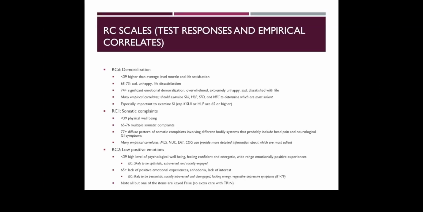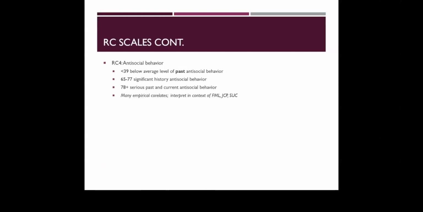What's interesting about the RC2 scale, and is worth noting, and you want to then pay extra care with your TRIN inconsistency score, is that all but one of the items are keyed in the false direction. So you may end up where TRIN bias could show up specifically on RC2. RC4, no, RC3 doesn't exist, again, for those of you who use 2 or RF, 3 no longer exists. It's become a cynicism scale. And it's not a revised clinical scale anymore.